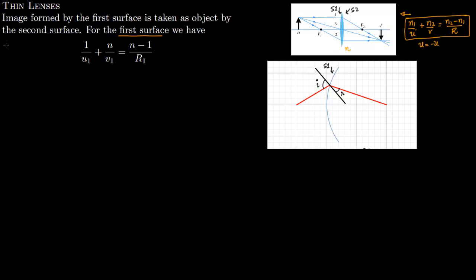So we just apply the formula: n1 by u plus n2 by v is equal to n2 minus n1 by r. This is our formula for refraction at a spherical surface. Instead of u you put u1, instead of v you put v1. You're entering from air, so n1 is equal to 1, and you get 1 by u1 plus n by v1 is equal to n minus 1 by r1, where r1 is the radius of surface 1.